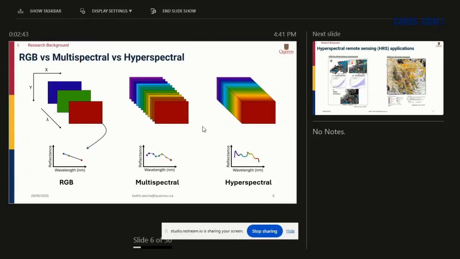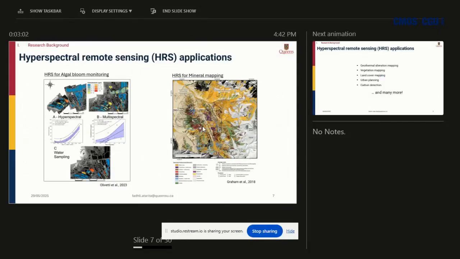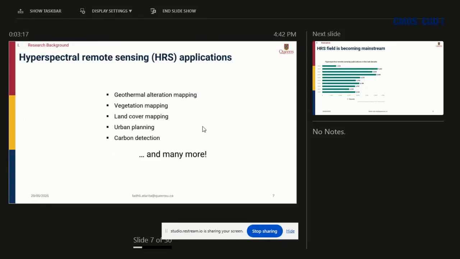And with some analysis, we can classify the pixel, like what the material of the pixel is, and then differentiate between all the pixels in the image. So this is very useful and it has a lot of potential applications. Such as here, I'm going to show 2. One on the left is for algal bloom monitoring by Olivetti et al. 2023 and for mineral mapping by Graham et al. 2018. But it has a lot more applications, such as alteration mapping, vegetation mapping, urban planning, carbon detection, and lots of applications.